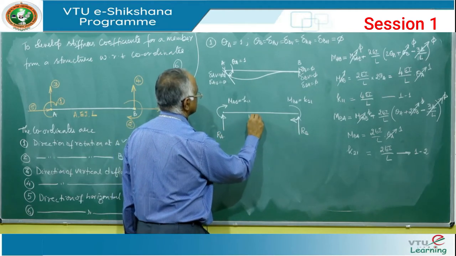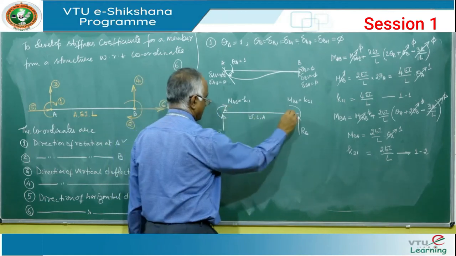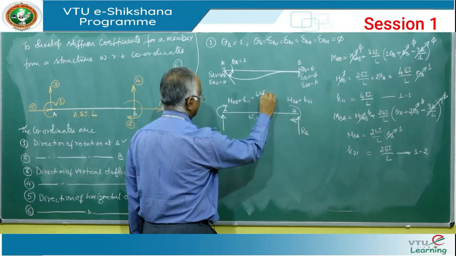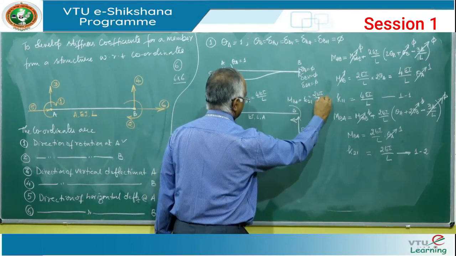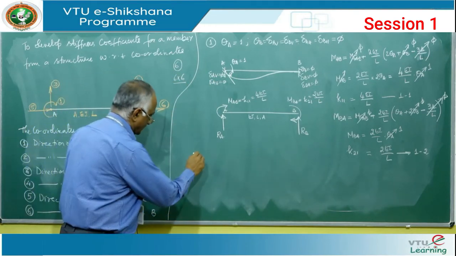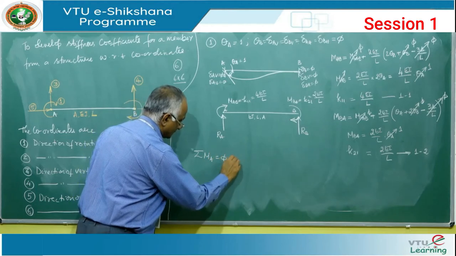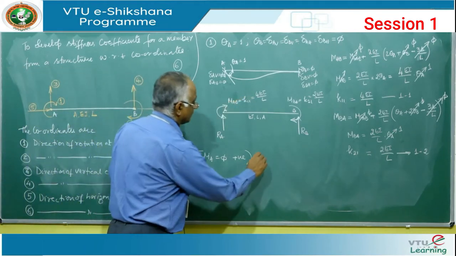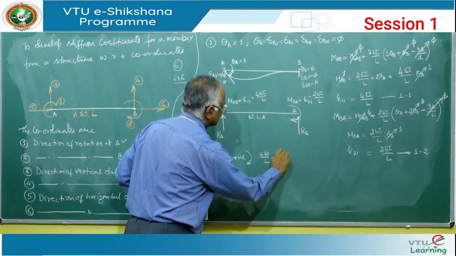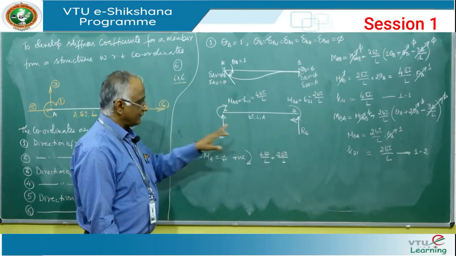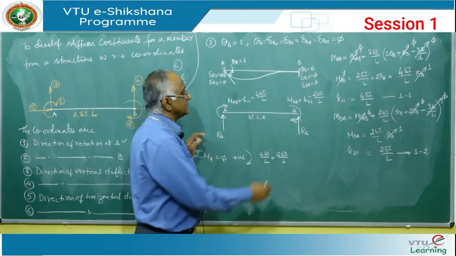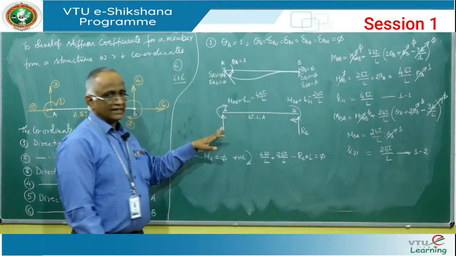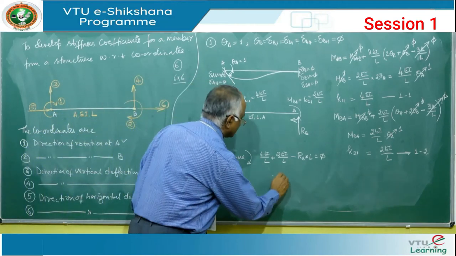Of course, you have this EI, length L and cross-sectional area A. You know this value is already known from the equation. This is 4EI by L and this is equal to 2EI by L. If you take moment about A, sigma of MA equal to 0, your basic equilibrium equation, treat clockwise as positive. You will get first 4EI by L, plus on the other side 2EI by L, and I have a reaction RB. What is the distance from A to B? It is L. It is in the anticlockwise direction. Minus RB into L will be equal to 0, because you don't get RA as we are taking moment about A.